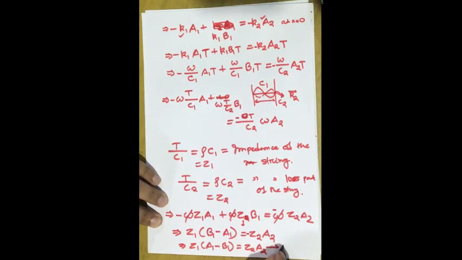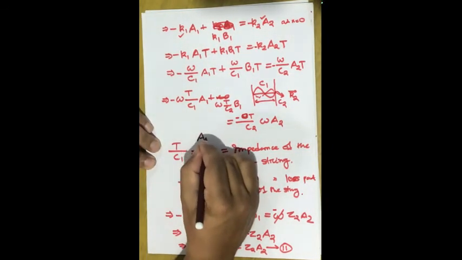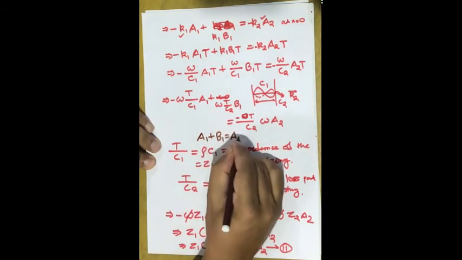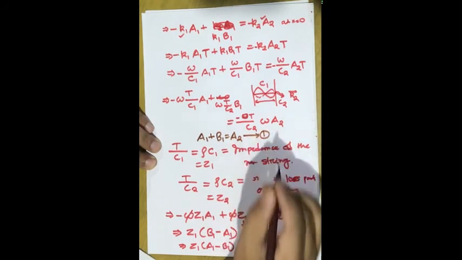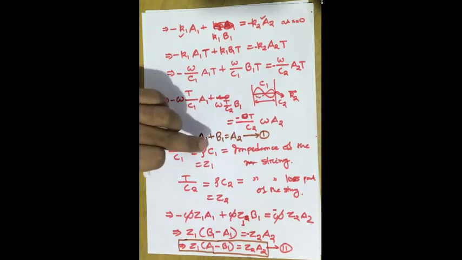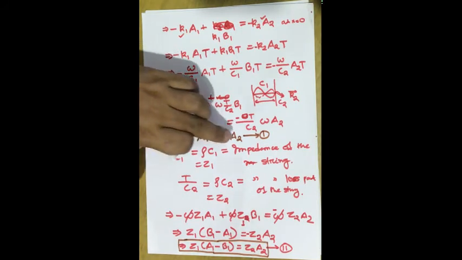Okay, so this is our equation 2. What was our equation 1? Our equation 1 was A1 plus B1 is equal to A2. And what is our equation 2? Equation 2 is basically this part: Z1 into A1 minus B1 is equal to Z2 into A2. From here we are going to find the ratio between B1 by A1 and A2 by A1.